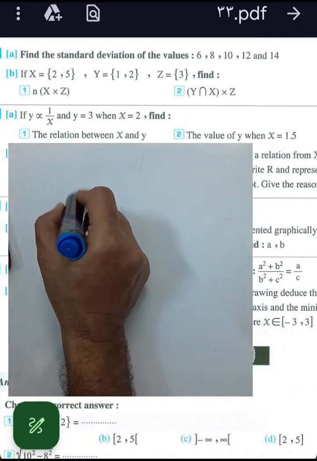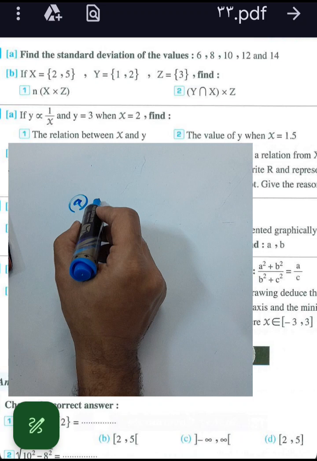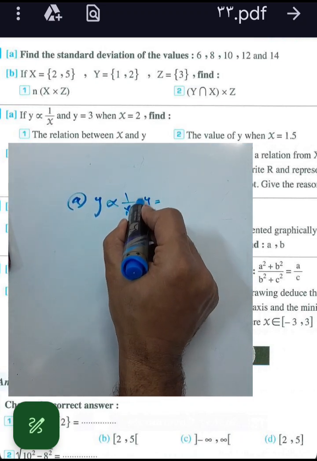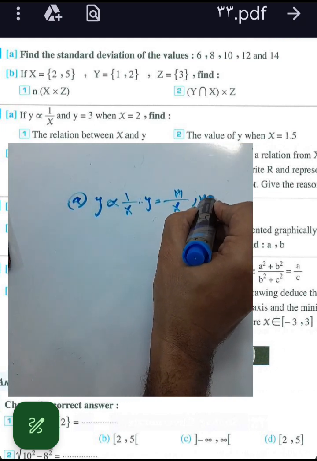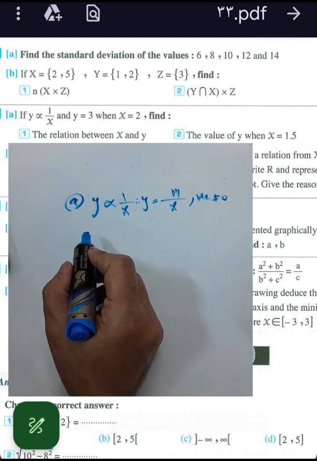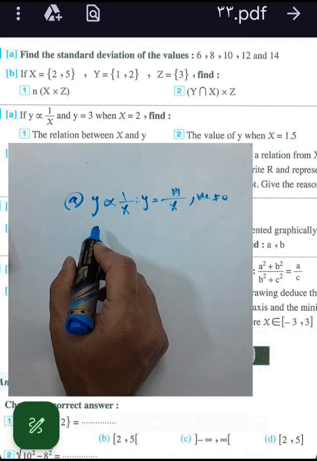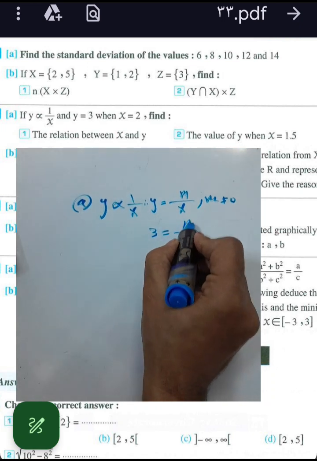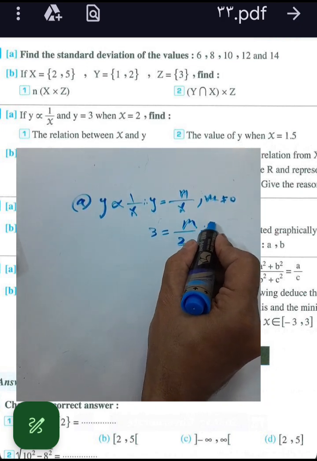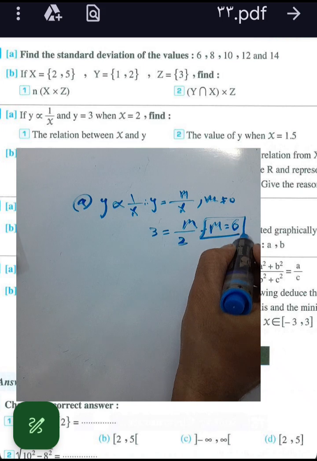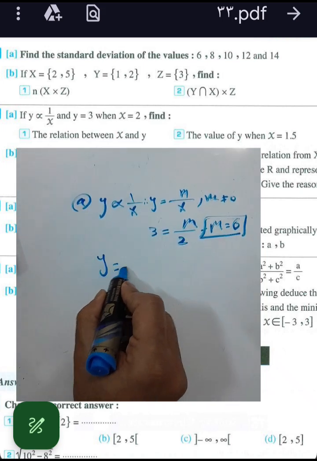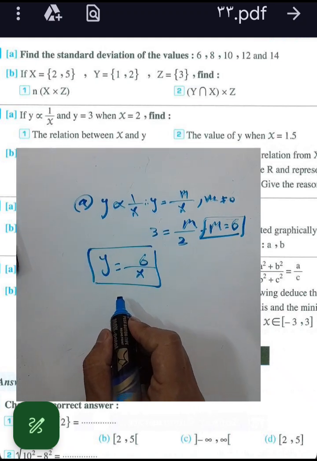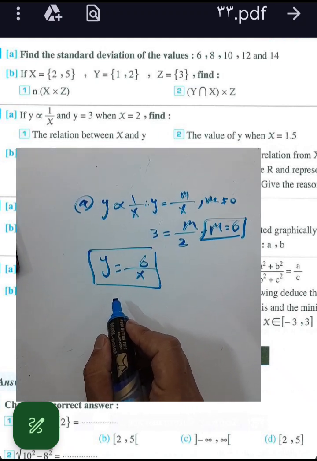Question letter A. If y varies inversely with x, then y equals m over x, and m not equal 0. It's a constant. He wants a relation between x and y. We call it varies inversely. He gave us y was equal 3 when x was equal 2. Then the value of m will be 6. Then you can write the relation y equals 6 over x. It's the relation between y and x. He wants to find the value of y when x equals 1.5.